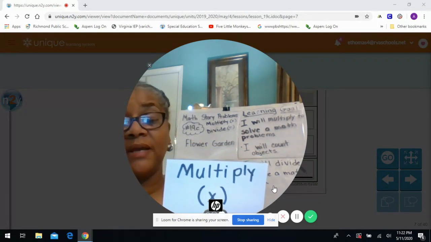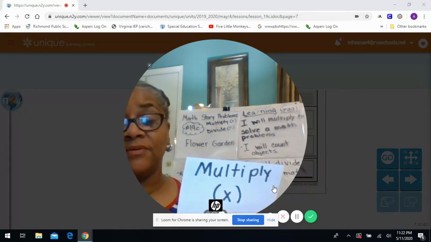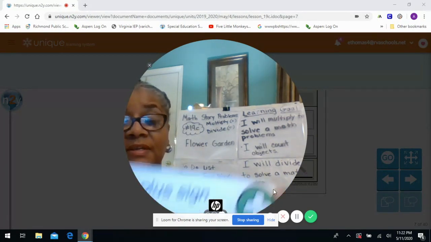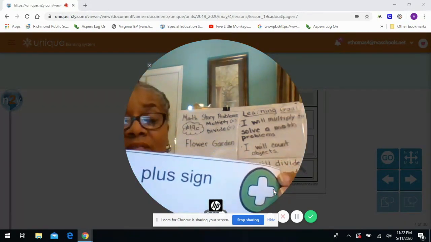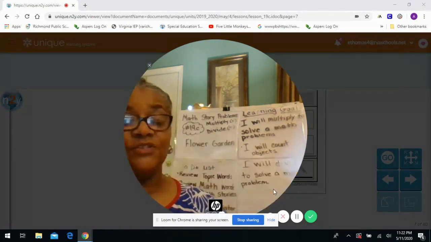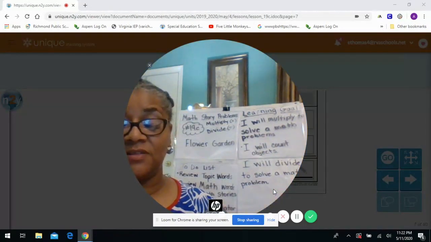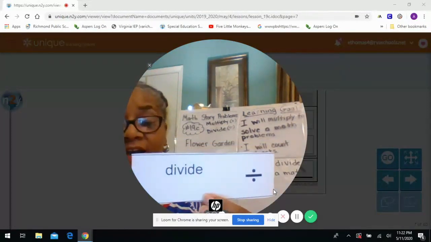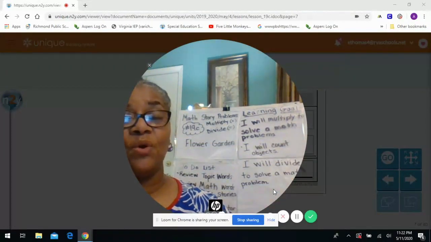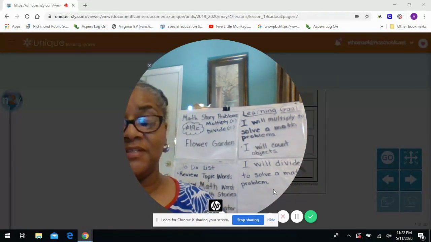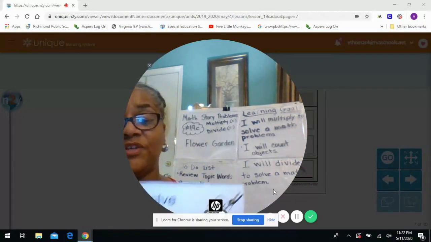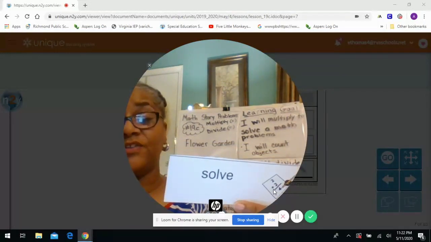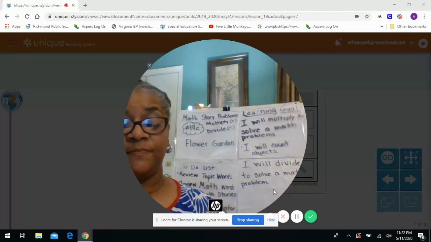To multiply is to find the product or increase in number. This plus sign means to add. Divide means to separate into 2 or more parts. And when you get your answer for your problems, you have solved it. It's a solution.